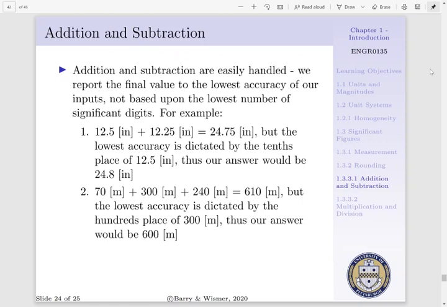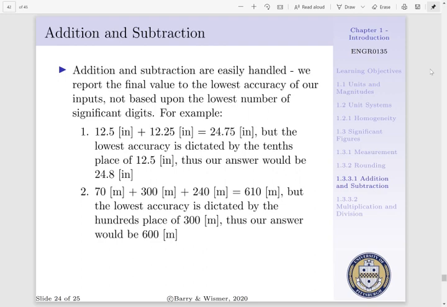Lastly, we have to consider mathematical operations and significant figures. First, we'll consider addition and subtraction. This is good because these are relatively easily handled. We are going to report our final value based upon the lowest accuracy of our inputs. We are not going to report our final value based upon the lowest number of significant digits.